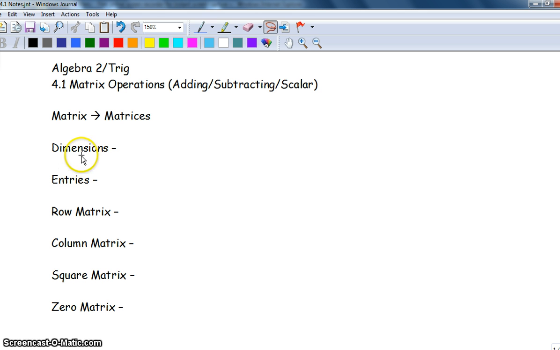And for the dimensions, when you write the dimensions, you're going to write the number of rows by the number of columns. It's really important that the number of rows is always going to come first. It's going to make a difference. If you hear me refer to entries, I'm talking about the numbers inside of the matrix.